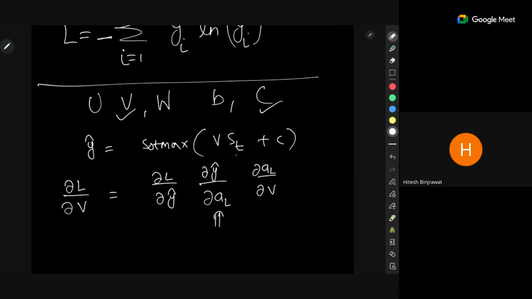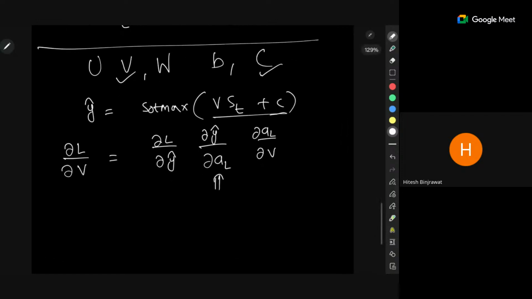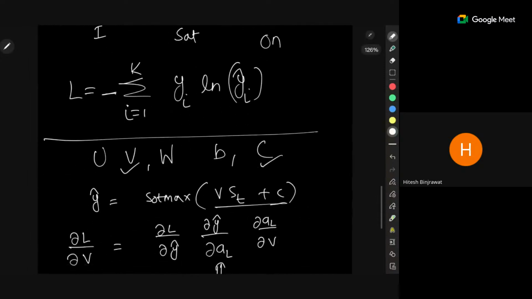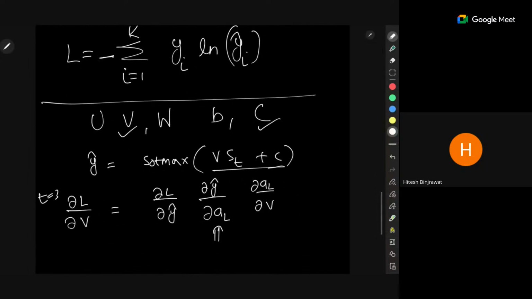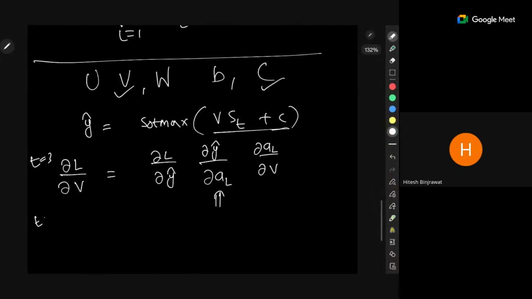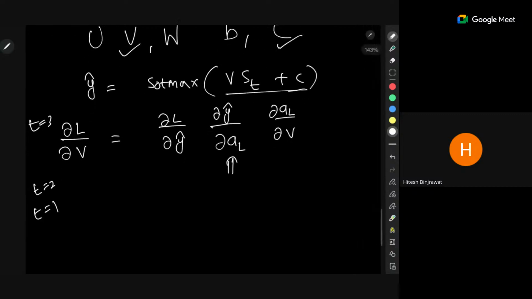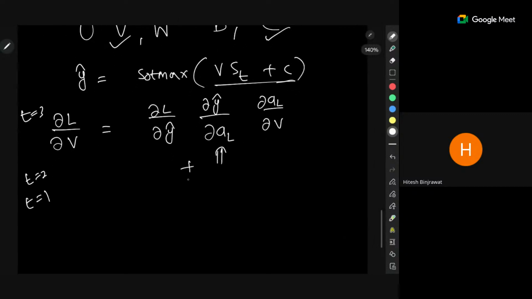Okay, if you don't remember AL, the summation is what I'm calling AL, and I'm taking the derivative of the summation with respect to V. If you solve these three terms, you will get the derivatives with respect to V at each step. So this is for, let's say, term 3. Then you have to do the same thing with t equal to 2, and the same thing with t equal to 1, and you'll get three such terms, and you have to sum all of them.